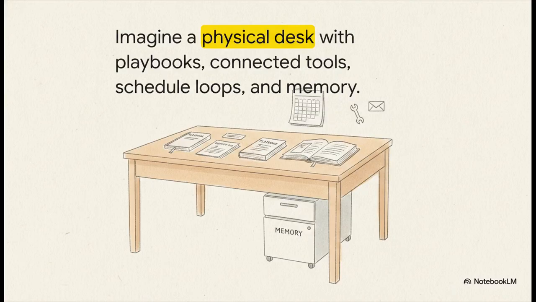Imagine your AI agent is this absolute genius sitting at a physical desk. On top of the desk are its identity files and playbooks. These are the exact step-by-step procedures to do the job. Within arm's reach are its tools, like, say, access to your Gmail. Hanging on the wall are its schedule loops, its recurring heartbeat. And tucked under the desk is a filing cabinet for its memory. But here's the catch. If you pile way too much unrelated junk on this desk, the agent suffers from what's called context rot. It gets completely confused and starts making mistakes. You have to keep that desk clean and highly specific.